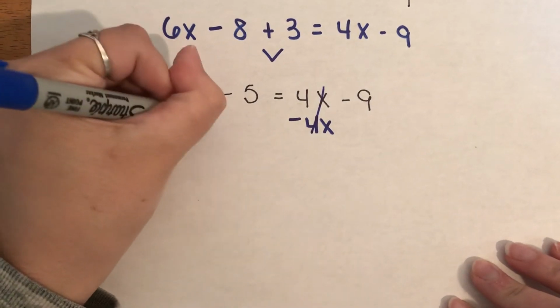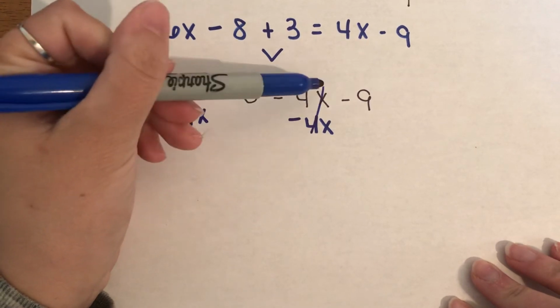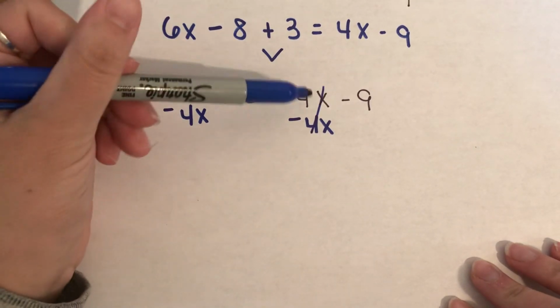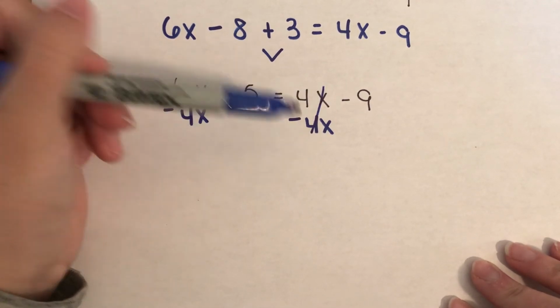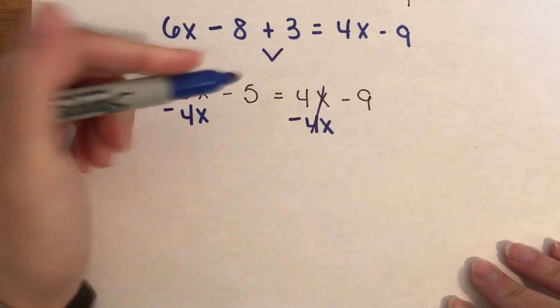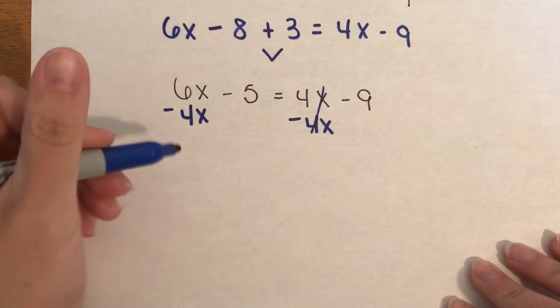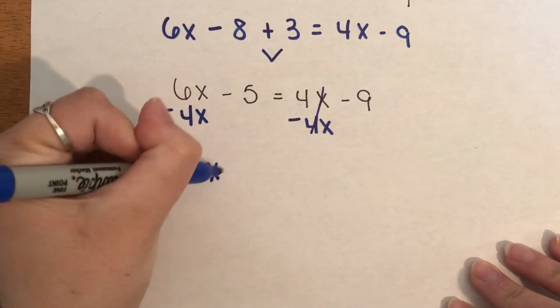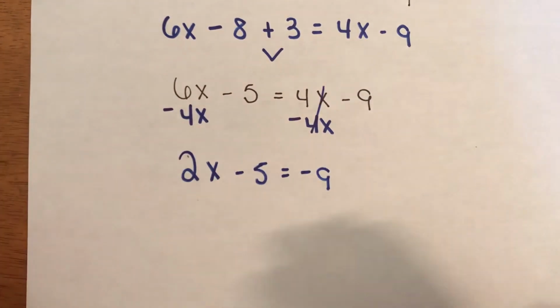Remember, you don't want to add 4x to the right-hand side because 4x plus 4x would have been 8x, and then it would not have crossed out. They're not considered inverses of each other, but the opposite of having a positive 4x would be a -4x. If you subtract 4x on the right, you also have to subtract 4x on the left. That leaves you with 2x minus 5 equals -9.